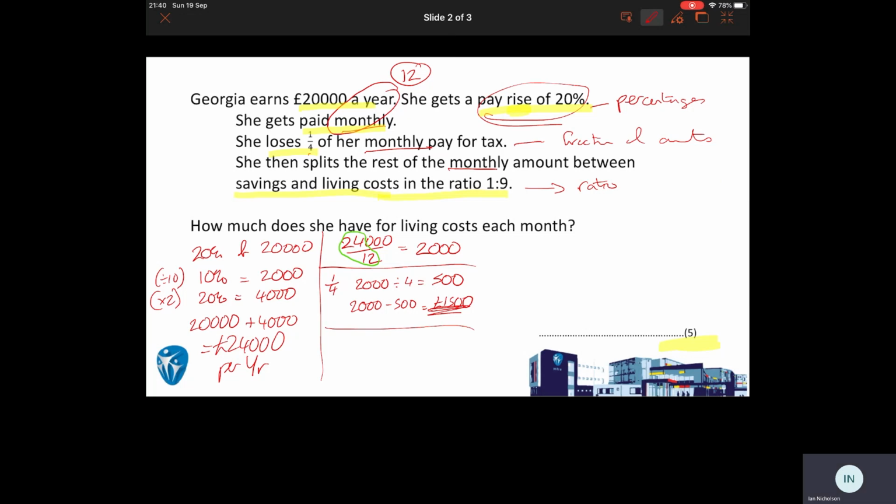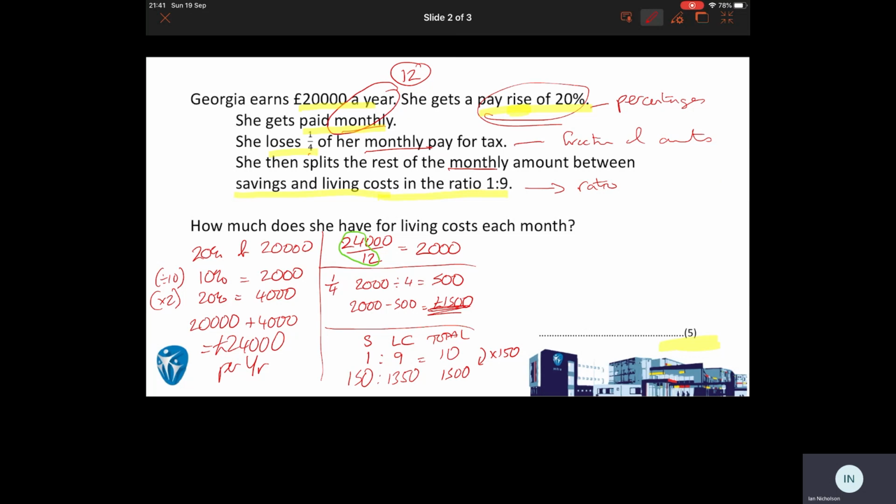The next bit is the ratio. So she's going to split the rest of that money between savings and living costs. So we've got savings, living costs, total 1 to 9, which equals 10. Our total amount we're doing is 1,500 quid now. So we have to do 1,500 divided by 10, which gives us 150. Times each one by 150, so you get savings is 150, and you get living costs eventually as 1,350.